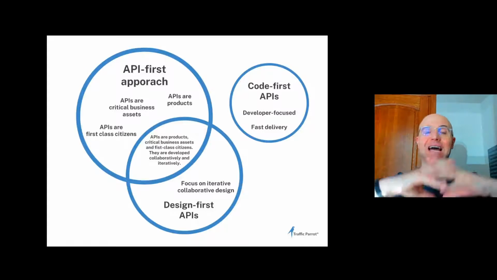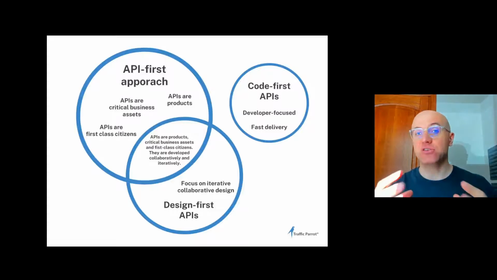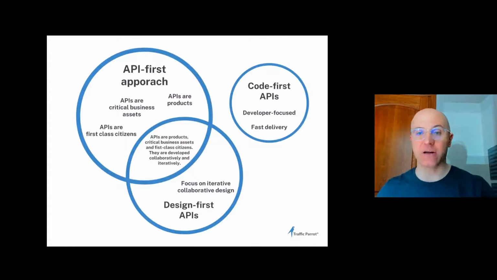API first is how organizations decide to deliver their APIs. So those APIs actually become products that they sell. They're critical business assets that they expose to their partners and clients, and they're first-class citizens. So the API spec lives on its own without the code, not like with code first approach, where it's very tightly connected to the code.